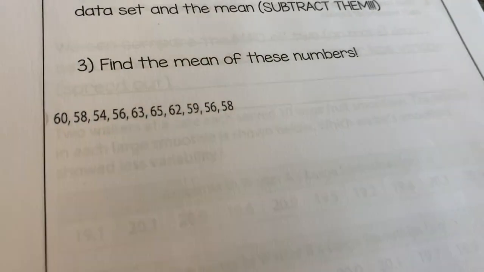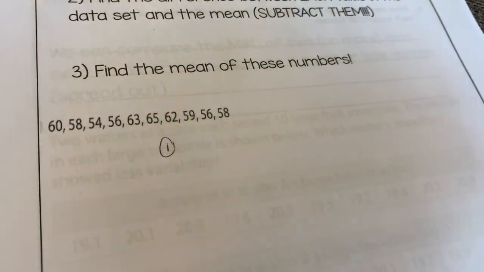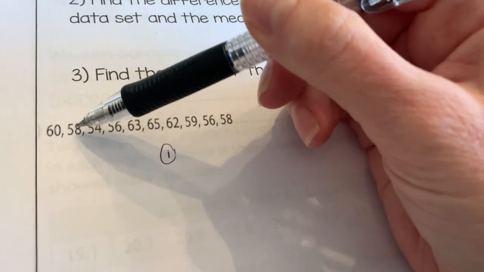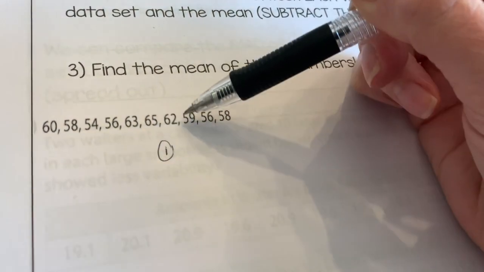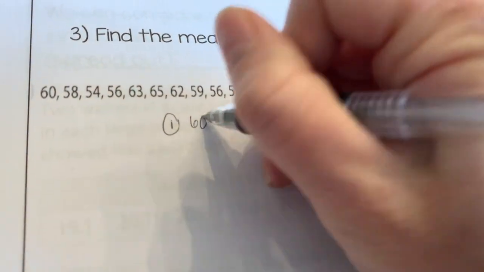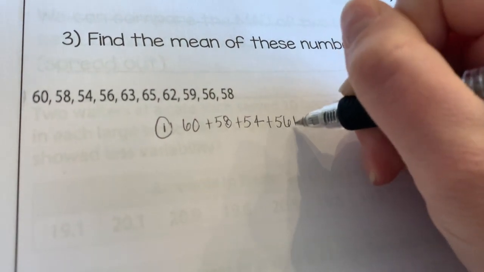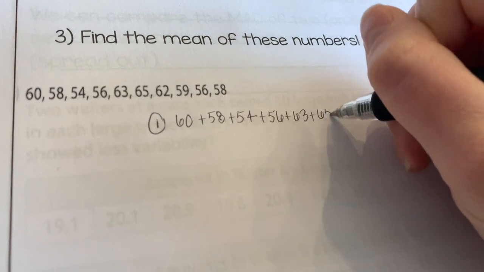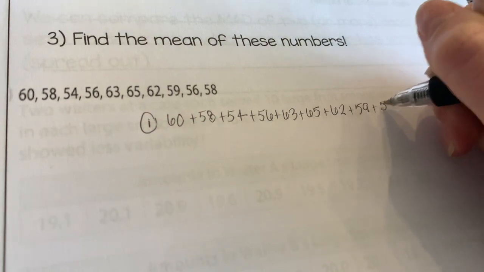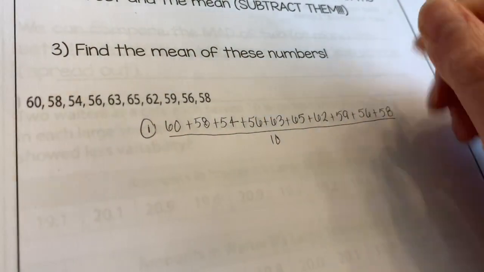Okay, so step one is that we're going to calculate the mean. So we're going to add all of these numbers up in the calculator and then divide by the total number. So first we need to see how many numbers there are. 2, 4, 6, 8, 10. So after I add them up, I'm going to divide by 10. So it's going to be 60 plus 58 plus 54 plus 56 plus 63 plus 65 plus 62 plus 59 plus 56 plus 58, all divided by 10.